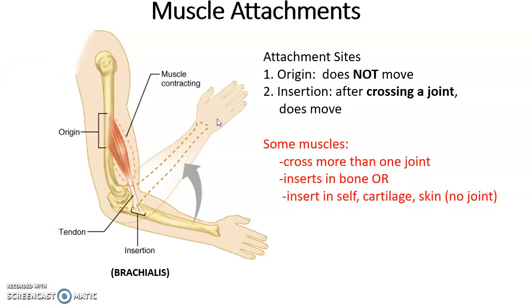All right. Again, origin is the immovable attachment site for a muscle, while the insertion is the movable attachment site for a muscle. So when the muscle contracts, it then moves the structure, in this case the forearm, and the movement is actually occurring at the joint. Some muscles can cross more than one joint. Most of them insert into bone, but some of them can insert into themselves, circular ones, or into cartilage or into skin, and in those cases there is no joint.